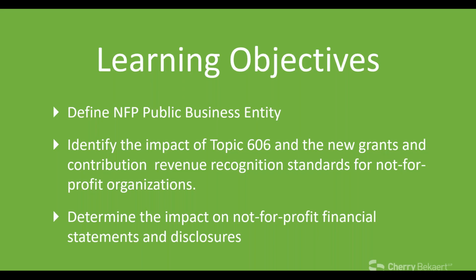Our learning objective today, we're going to cover a couple of things. The first thing we're going to do is look at a definition of a not-for-profit, when a not-for-profit could be classified as a public business entity, because that could impact the adoption dates for these new standards. We're going to talk a little bit about Topic 606, which is revenue recognition for exchange transactions, and then we're going to get into the new grants and contribution revenue recognition standard, and how both of these will impact not-for-profits. We will also spend a little bit of time looking at how these will impact your financial statements and the required disclosure.